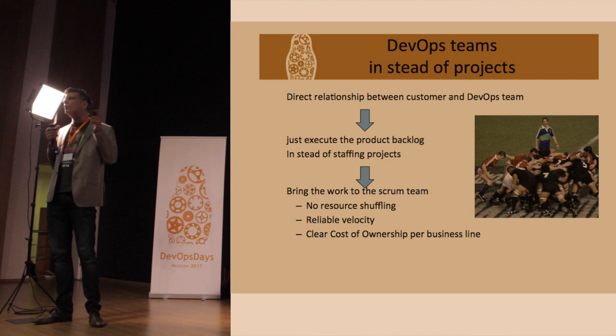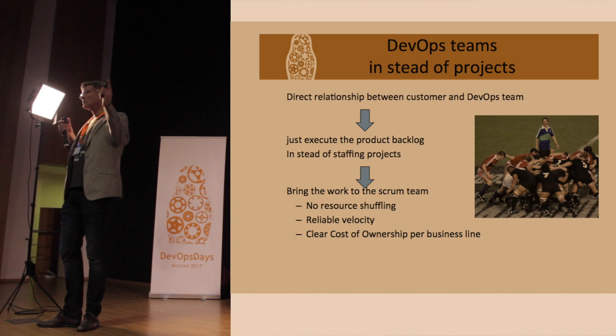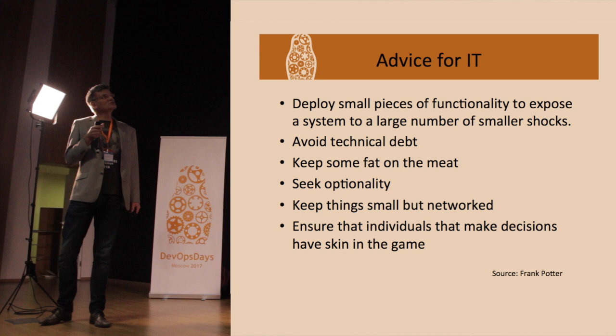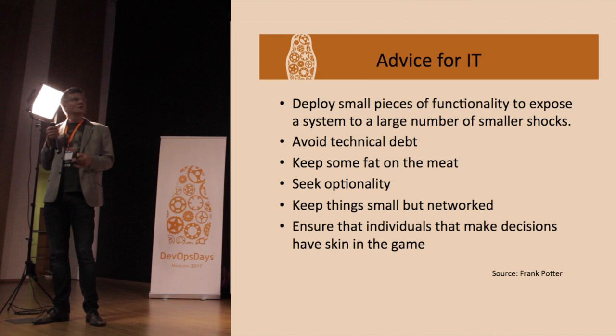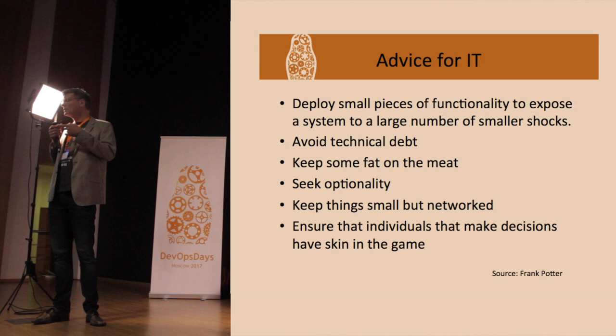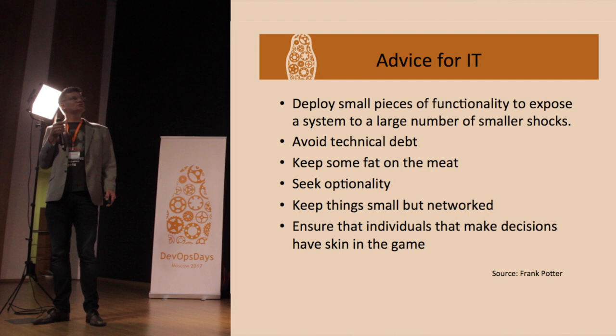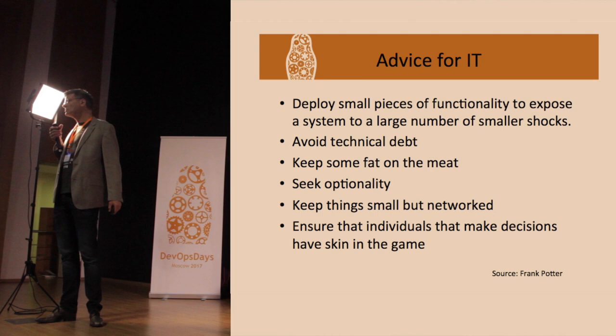So, my last three slides. My advice for IT is deploy small pieces of functionality to expose a system to a large number of small shocks. Well, we already know that, we do that, that's continuous delivery. Avoid technical debt. And use the graph that I showed you with the four colors. It helped me a lot towards management and boards of directors to show that you have to work on technical debt to keep your speed.